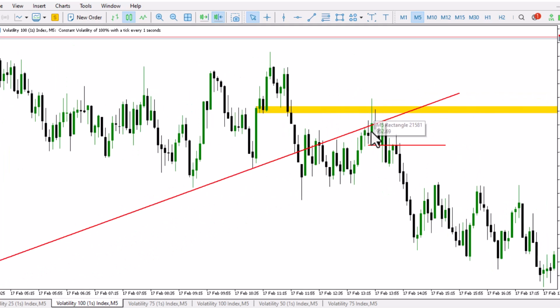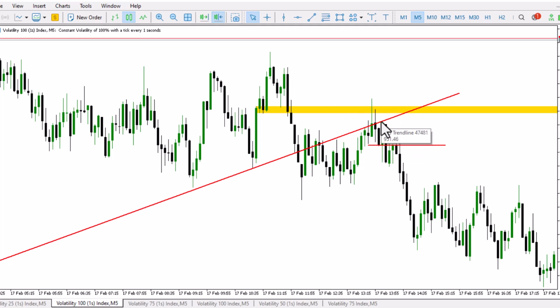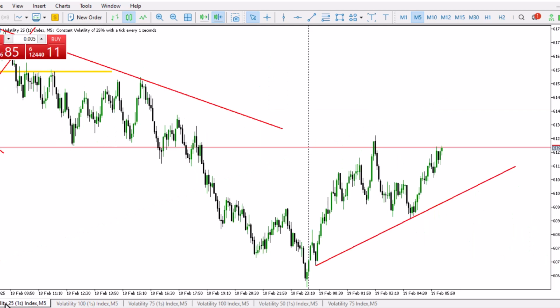So this is the 101s, and as you can see, here we had one candlestick that went up, which is drawdown, right? So most of the time you are not going to get drawdown. Let me show you the examples on V25 1s.